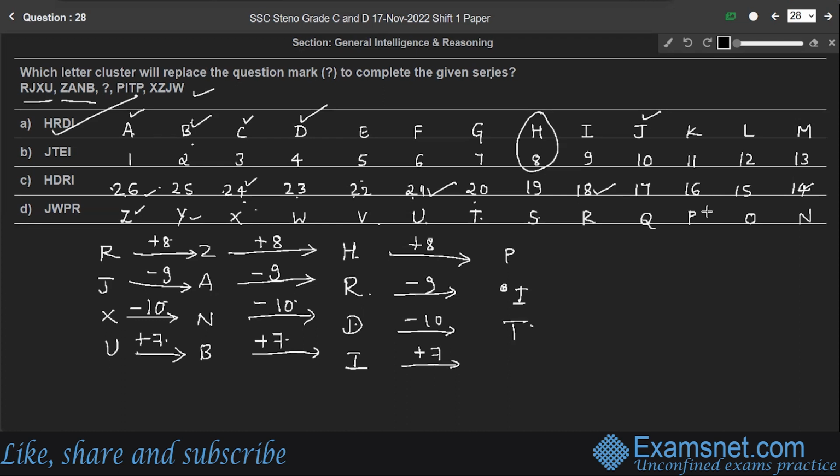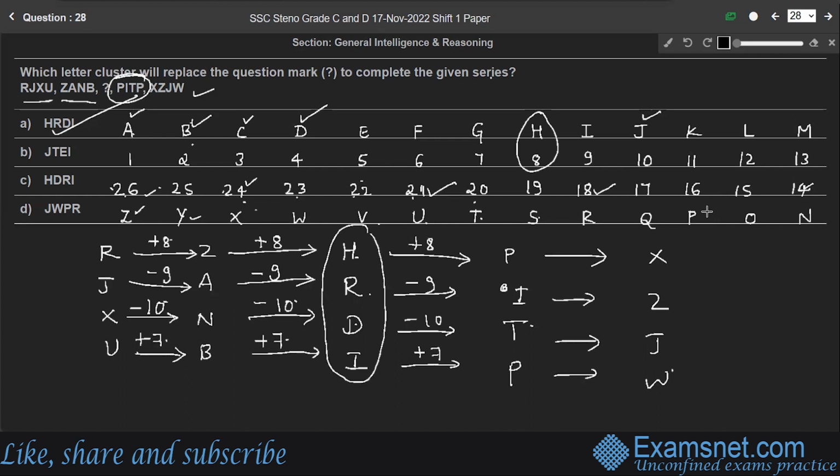I is 9, plus 7 is 16, which is P. PITP is the fourth cluster, so it is verified. Similarly, you can take the next cluster also. You will get XZGW, which is already given. Therefore, the answer we require is the third cluster, HRDI, option A.